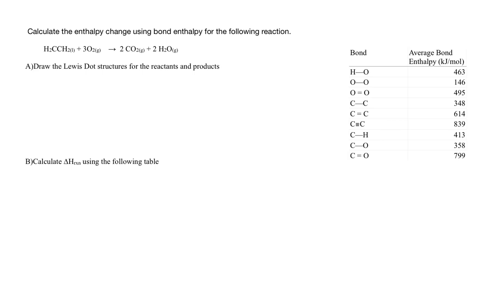So in this question, it's going to ask us to calculate the enthalpy change using bond enthalpy for the following reaction. We have a reaction. In this case, it's ethylene, and the way that it is written tells us about the structure. So we have a carbon connected to a carbon with a hydrogen here and here.